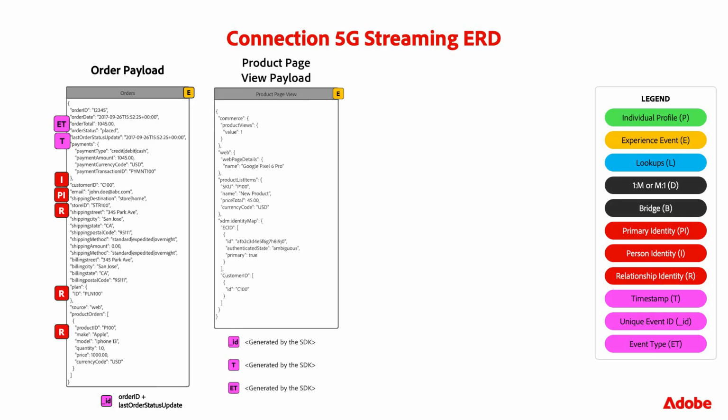Moving over to the product page view payload, this is coming from Adobe Analytics. And so really the only things you have to worry about here are what are your primary identities, other person identities, and relationships, as the other things are generated by the SDK. Primary identity here is always going to be the ECID by default. And this is because in the analytics world, we always capture who this event belongs to based off of the browser, which is always cookied with a first-party cookie we call the ECID or Experience Cloud ID.